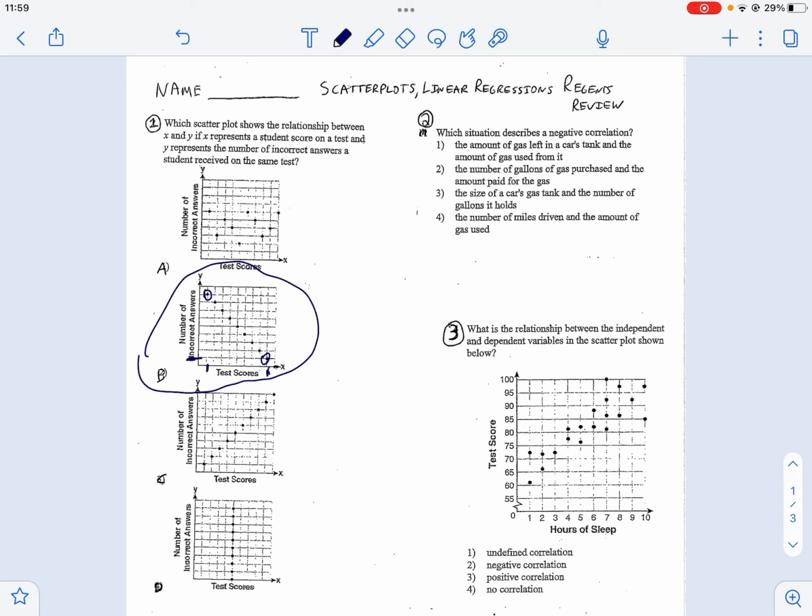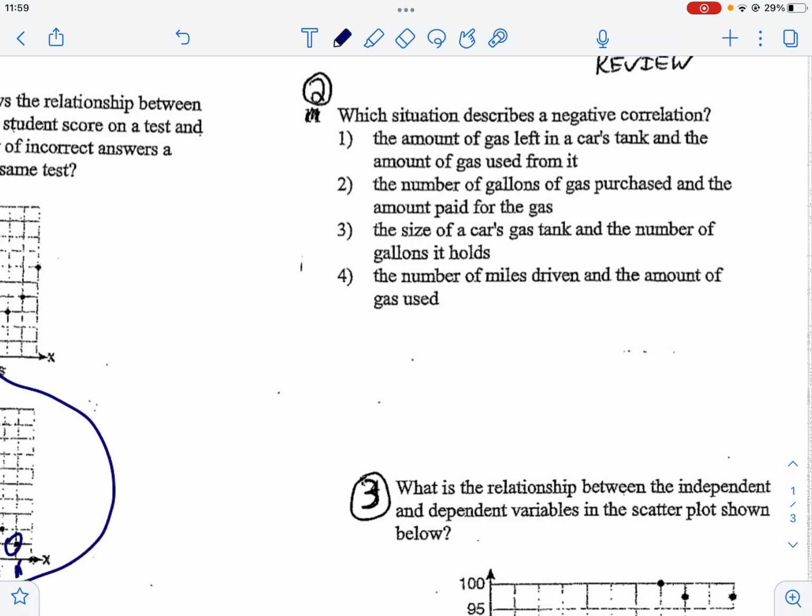For question 2, we're asked to find a negative correlation. Remember, in a negative correlation, as one variable goes up, the other variable goes down. In a positive correlation, both variables will be increasing or going up at the same time.